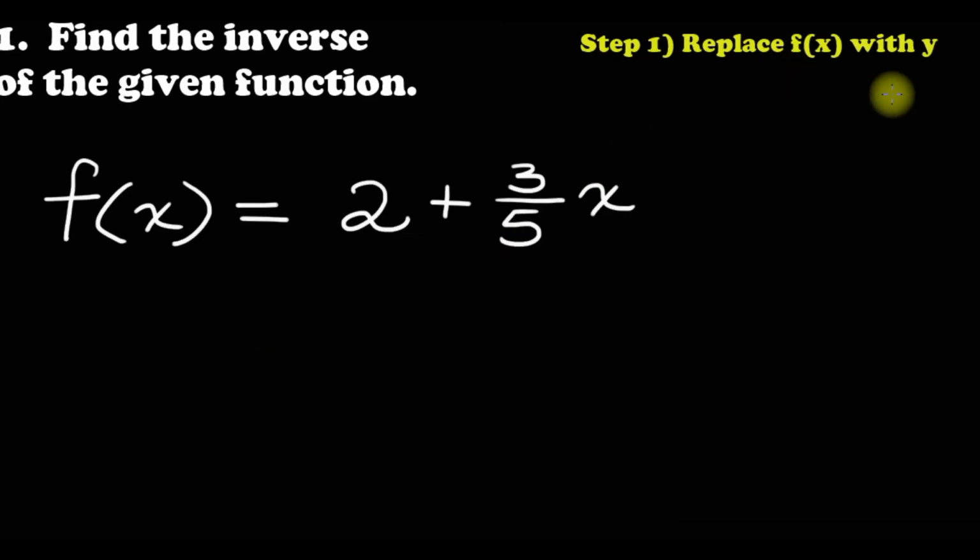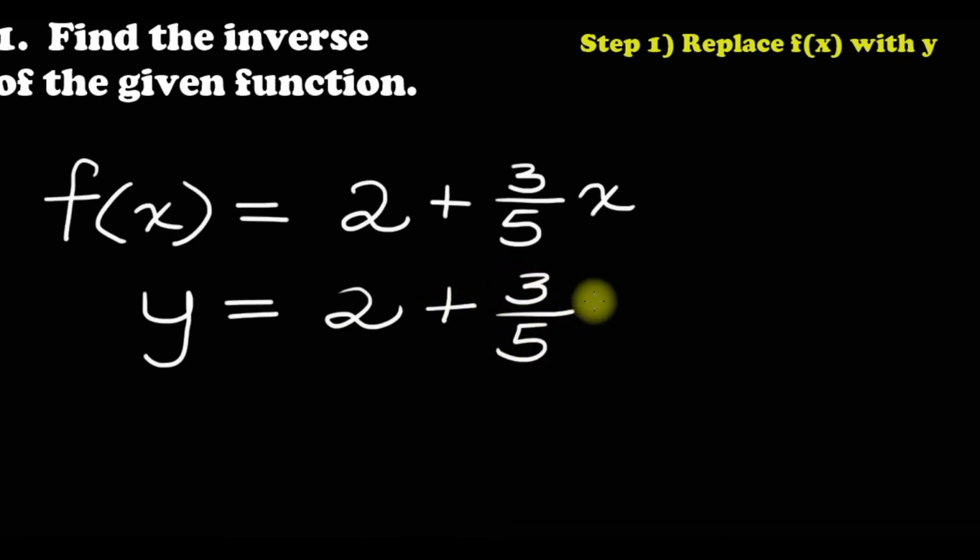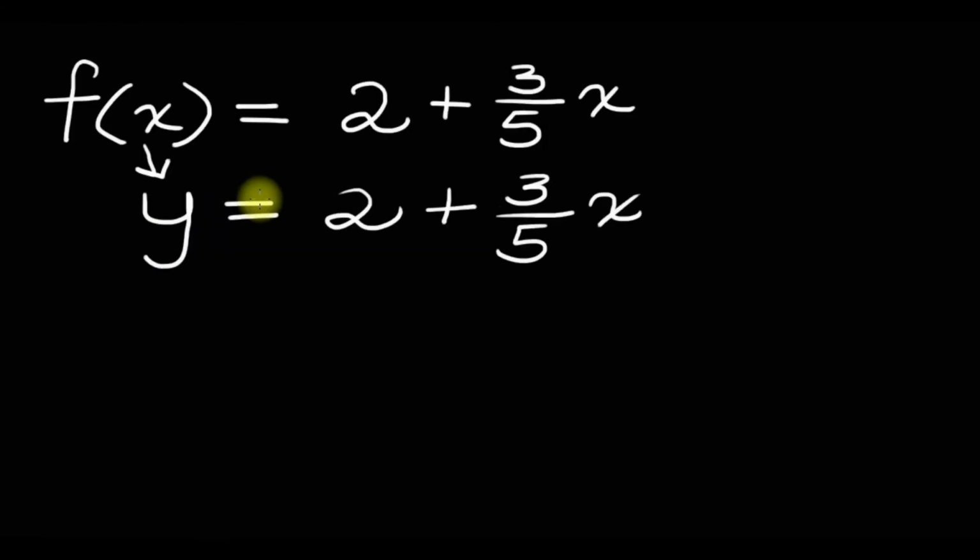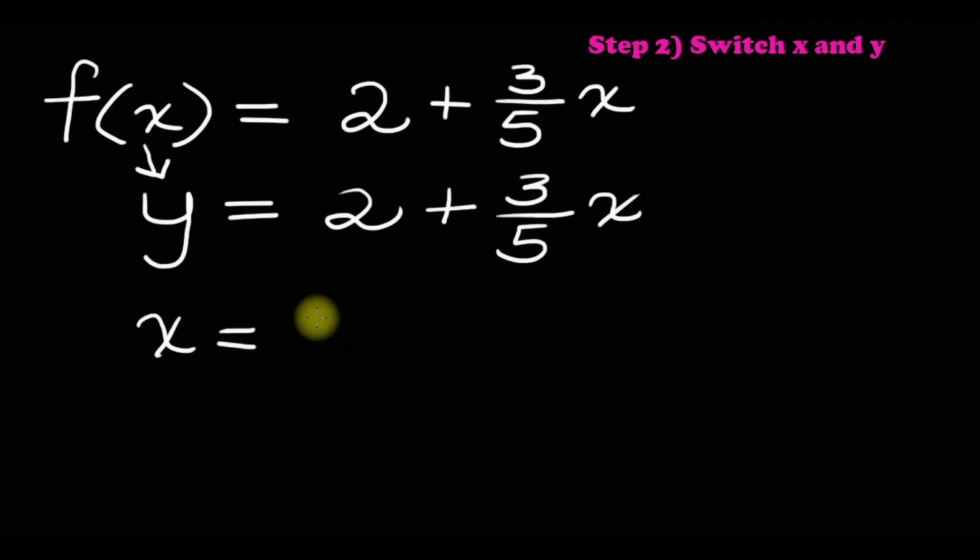Step 1 is to replace f of x with y. So f of x now becomes a y is 2 plus 3 over 5x. We replace f of x with y because y is f of x. All right, so step 2 is to switch the x and the y. So the y becomes an x is 2 plus 3 over 5y.